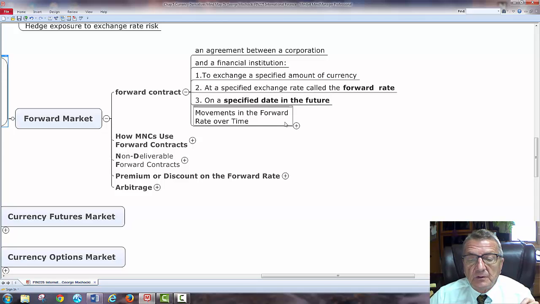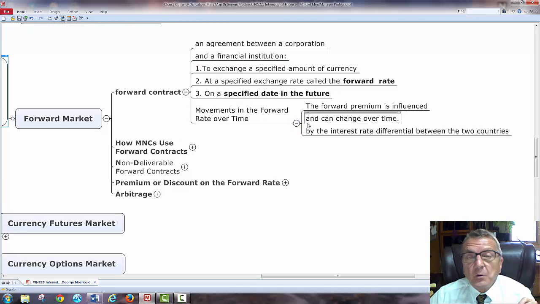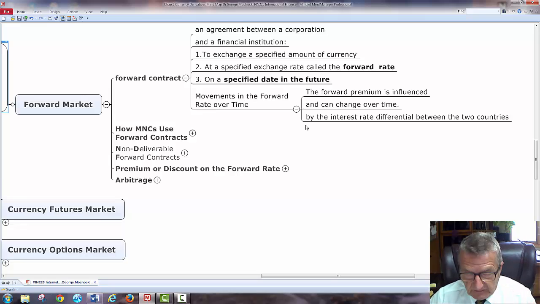Movements in the forward rate over time. The forward premium, that's something I received, is influenced and can change over time, like anything else. Because we're looking at currencies, and looking at exchange rates, and you're trying to hedge or trying to protect your organization for what you anticipate is going to happen in the future by the interest rate differential between two countries. Remember, we're at a macro level.